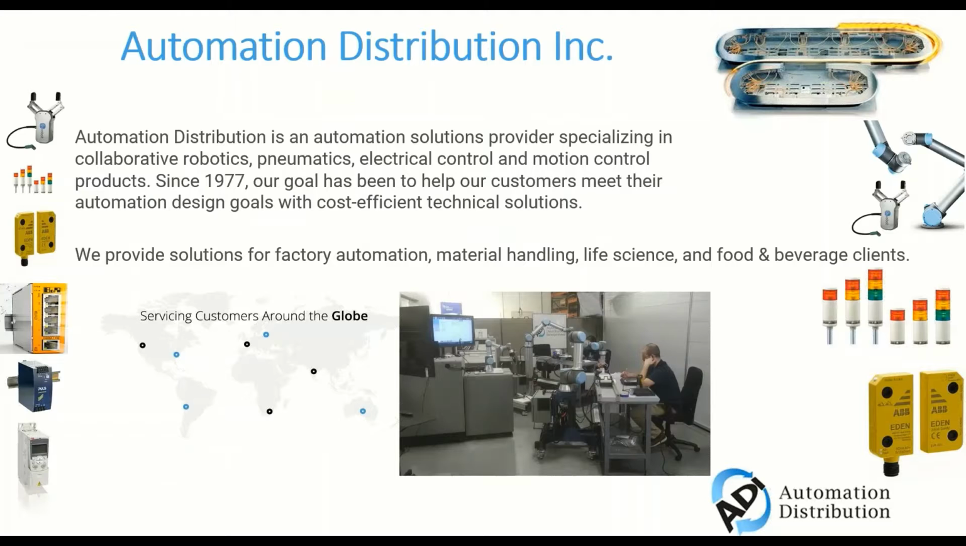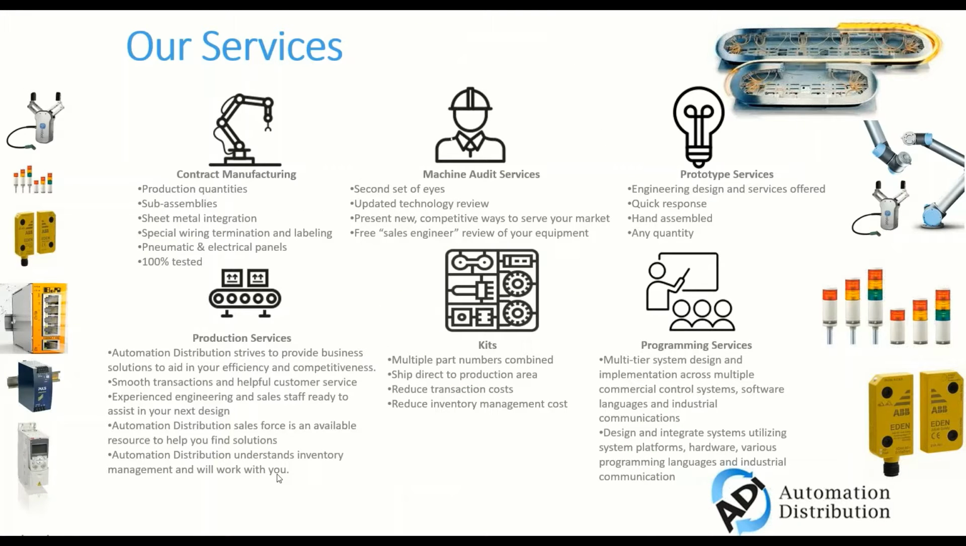My name is Phil Marchese. I'm the COO at Automation Distribution, and we are an automation solutions provider, primarily working with clients in the factory, material handling, life science, and food and beverage industries. Our goal is to help you meet your automation needs with cost-effective technology solutions. We provide a wide range of services to help you in any way that we can, from simple component sourcing and kitting all the way up to prototyping, production, and programming services.